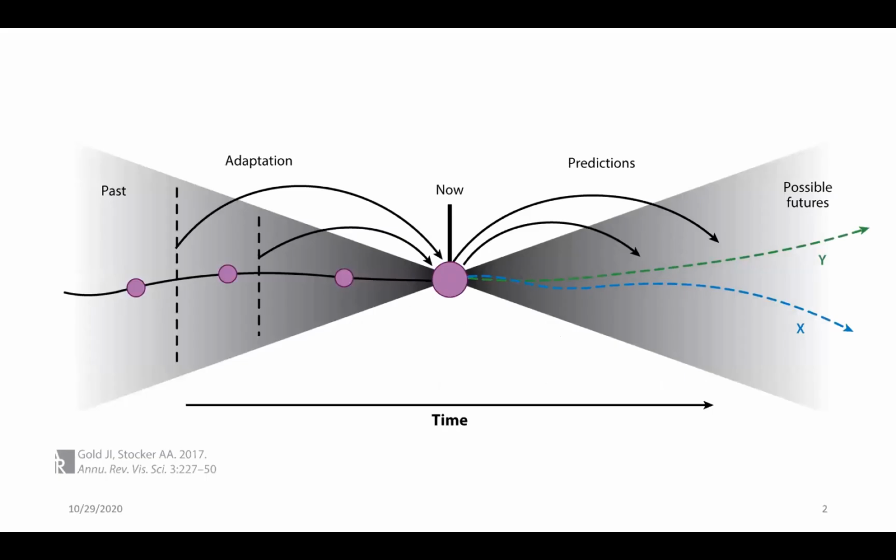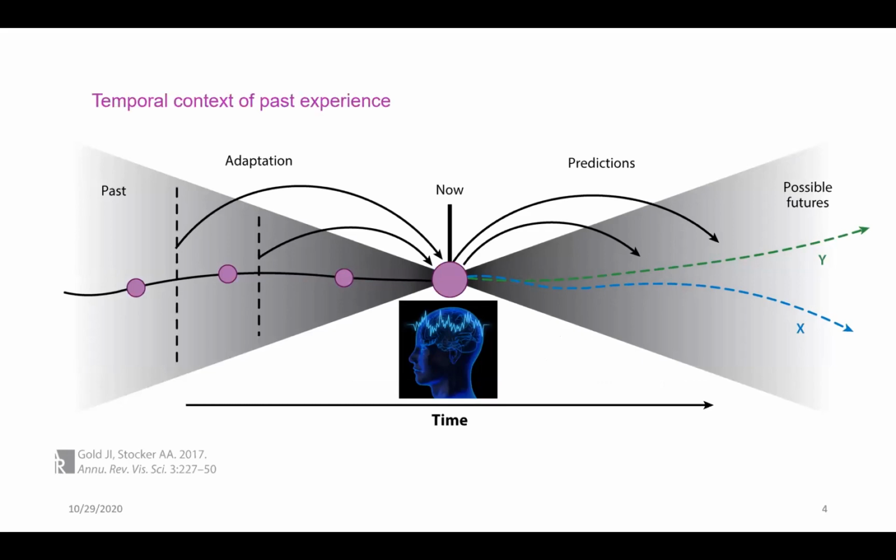Our decisions are not made in isolation. We have memories about the past, and we make predictions about the future. So when we make decisions at present, it is naturally in the temporal context of past experience. The past experience can affect our decision-making at multiple time scales. Here, we focus on how the immediate past influences our decision-making.